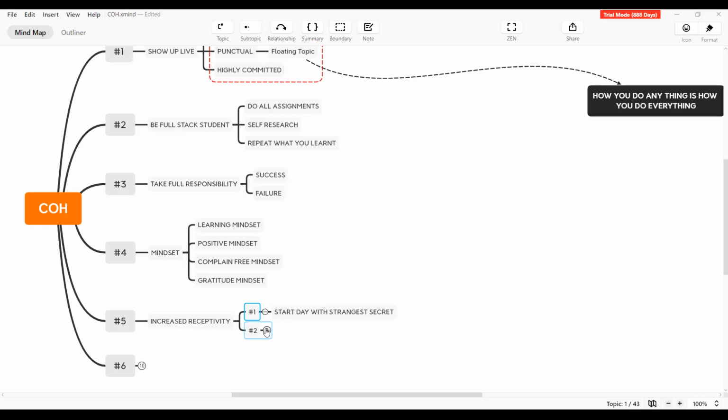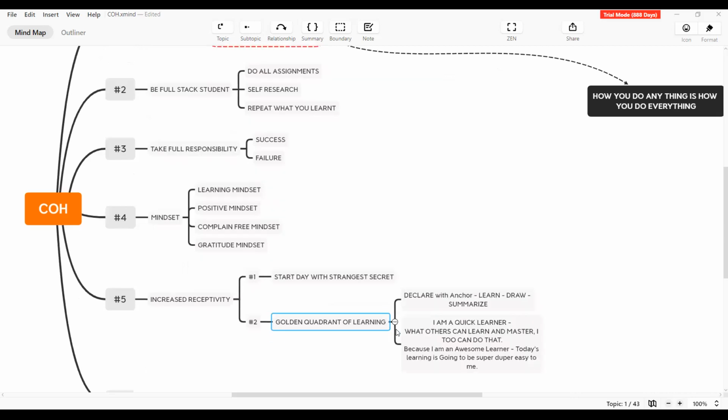And when it comes to learning, whenever it comes to learning any kind of thing in the world, I always recommend you follow the golden quadrant of learning. The golden quadrant of learning starts with declaration with the anchor, then getting into the deep learning, then drawing whatever you have learned in the next 24 hours, and then showing up with a summary that yes, you have understood. That is a return confirmation to us that you are really able to digest this. Are we ready for the declaration with anchor, because we are getting into deep learning?